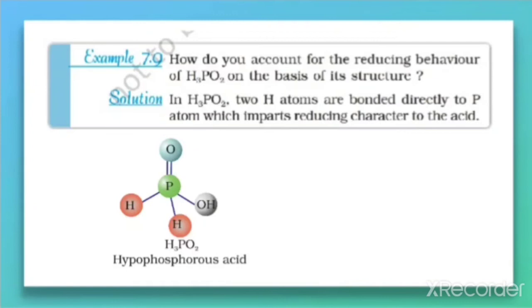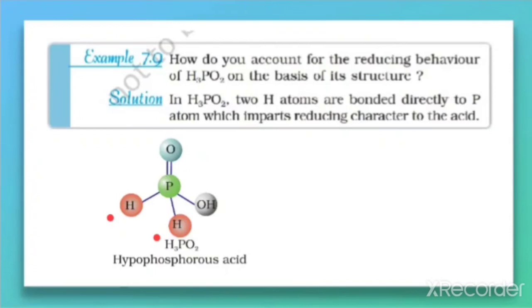Next question. How do you account for the reducing behavior of H3PO2 on the basis of its structure? So here we need to discuss the reducing behavior of H3PO2 on the basis of structure. For this type of question you must make a structure. So make the structure for H3PO2. This is the structure. Here, the reducing behavior will be due to the P-H bond. The greater the number of P-H bonds, the stronger the reducing property.